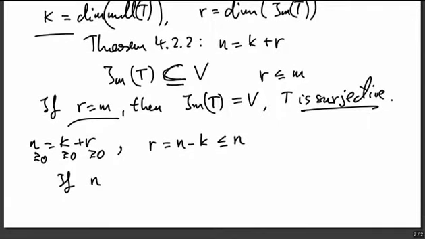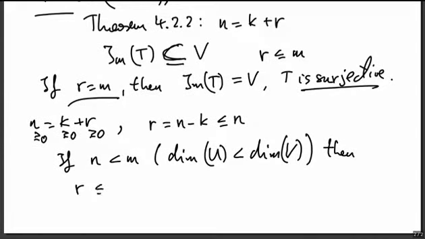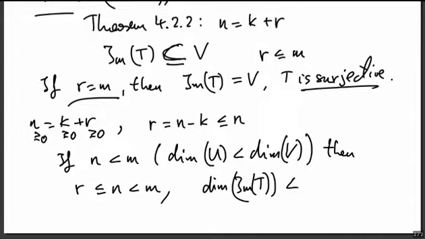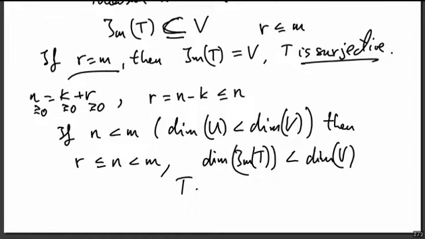Then if n is less than m, which means the dimension of U is less than the dimension of V, then we have that r is less than or equal to n, which is less than m. That is, the dimension of the image is strictly less than the dimension of the V space, which says that T is not surjective.